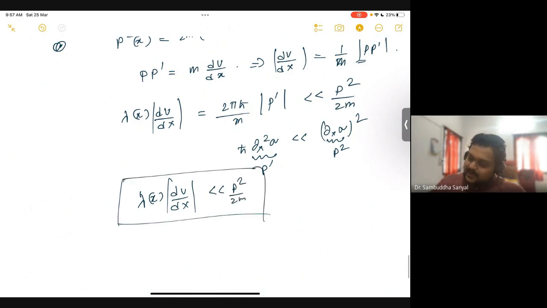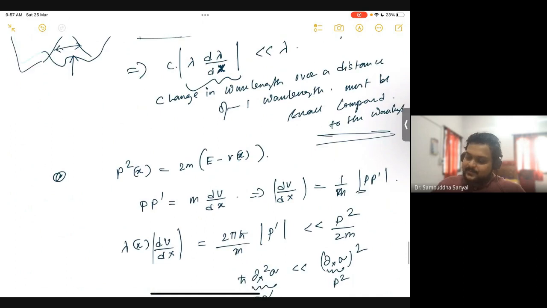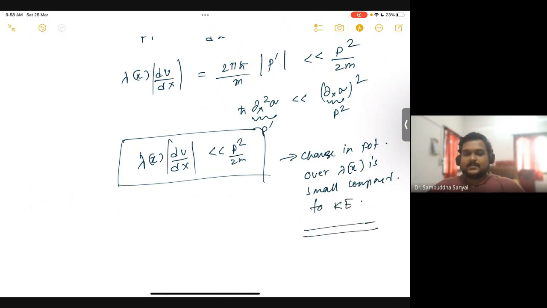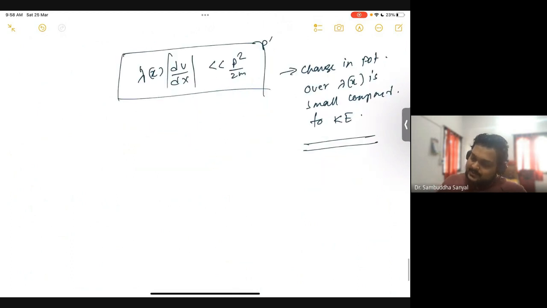So now I have converted the problem into a criteria on the Hamiltonian. Basically, I say the change in potential over lambda of x is small compared to the kinetic energy. It's the same thing I said before, just written in a more convenient form. Now let's see an example where this is going to be valid and where this is going to be invalid. It's very simple to see.